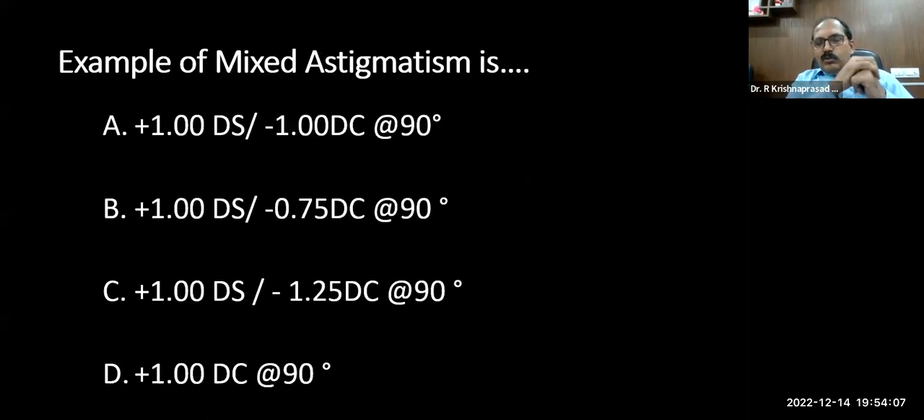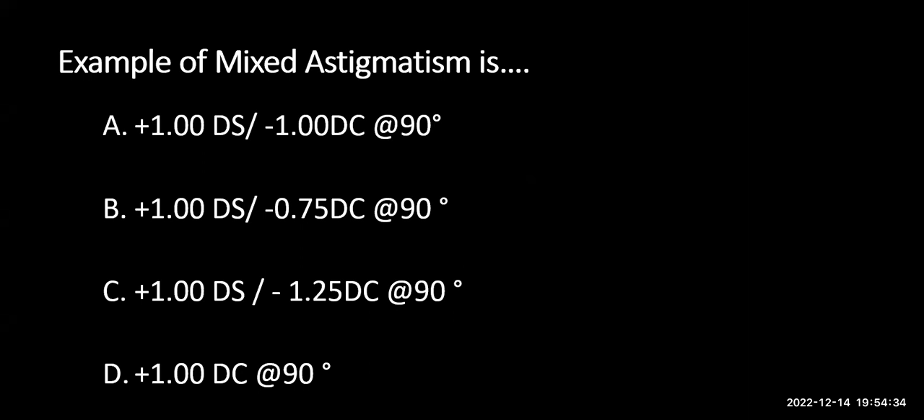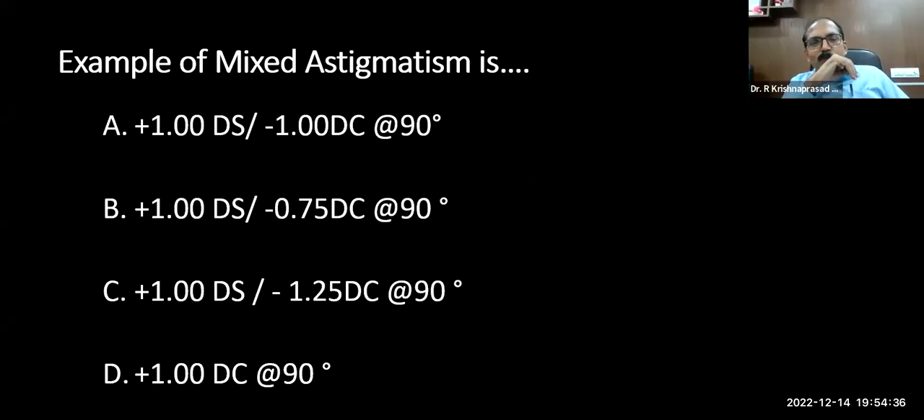Okay. So Dr. Babita, can you answer this? There is the example of a mixed astigmatism, there are four options. Which is the correct option? A for Ahmedabad, B for Bombay, C for Chennai, D for Delhi. Sir, C. It's C, I think. B for Chennai? Not yes, D? Not A?